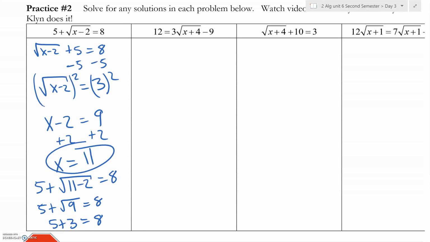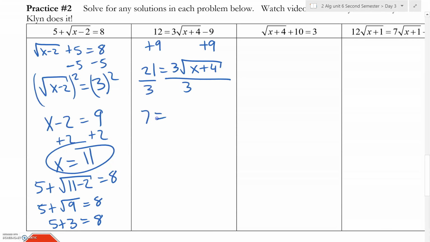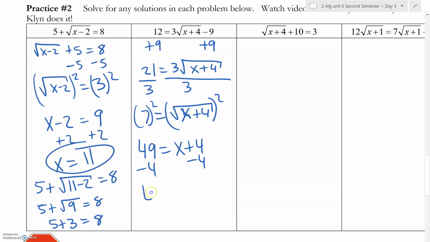If we take a look at the next one, okay, we're again solving by undoing. So we do the addition and subtraction first. This one has got some multiplication and division for us to tackle. Everything is feeling pretty straightforward so far. To undo that square root, we use a square. And we see 49 equal to x plus 4. Subtracting 4, we've got 45 equal to x.